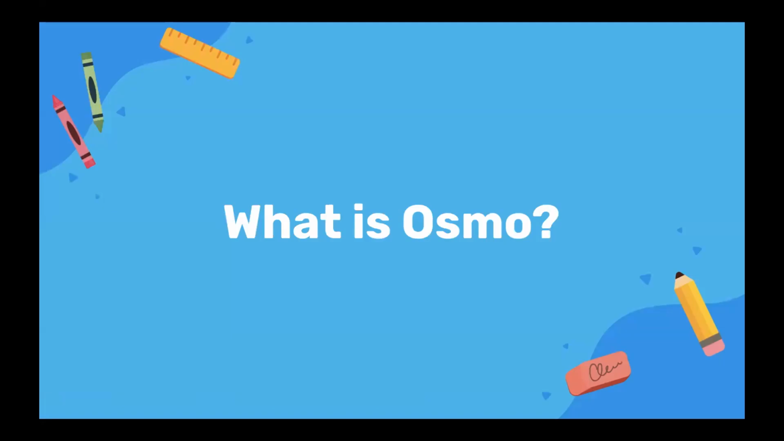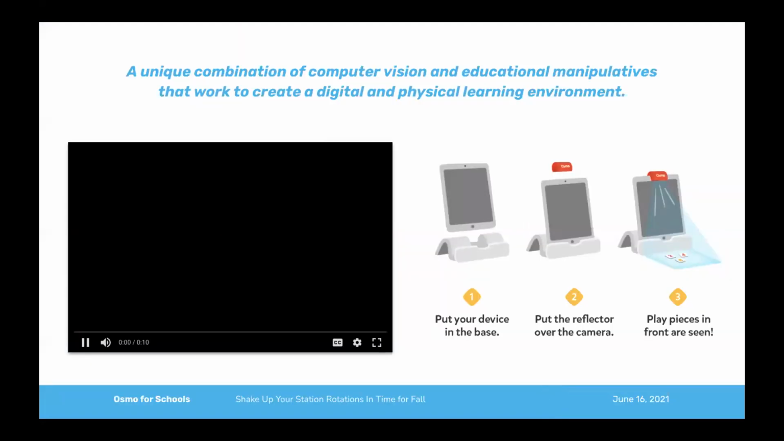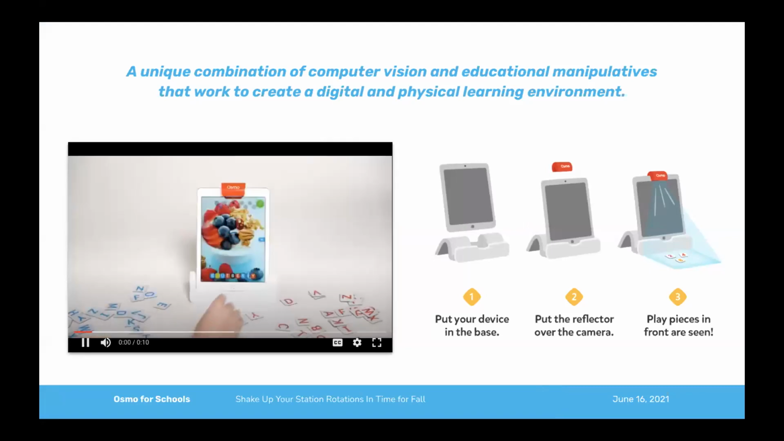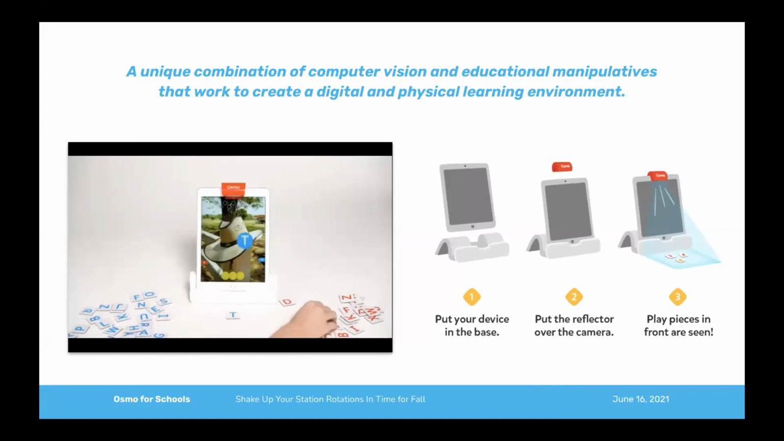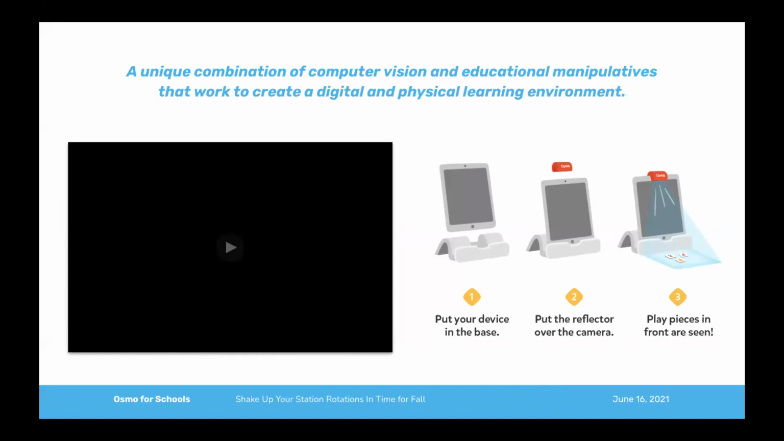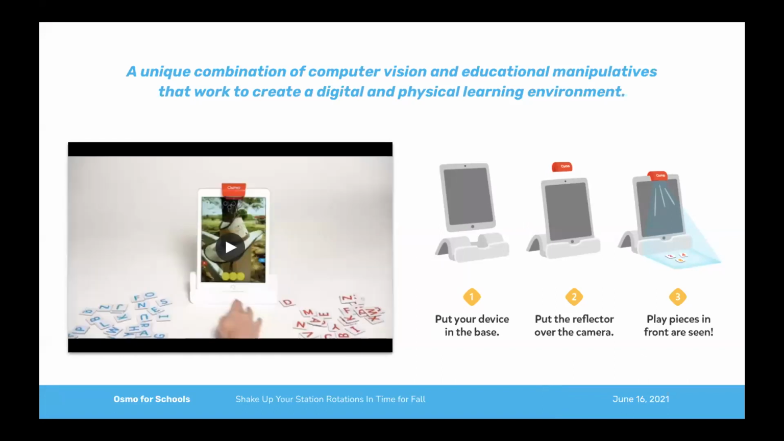All right, so what is Osmo? We're going to go real fast. Osmo is a unique combination of computer vision and educational manipulatives that work together to create a digital and physical learning environment. We have these little tiles where you can do cool activities using the iPad as your feedback mechanism, not as the actual interaction. It's pretty cool, and you'll get a better idea of it as we go throughout this webinar. I know that was a little more than 10 seconds, but I did my best.